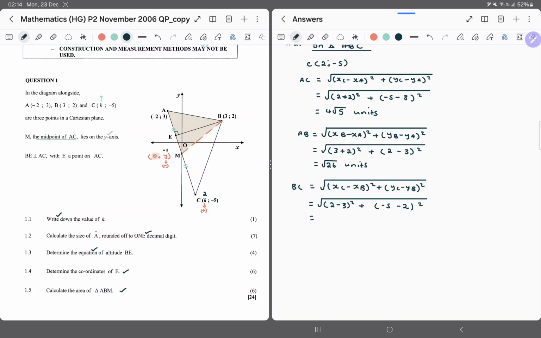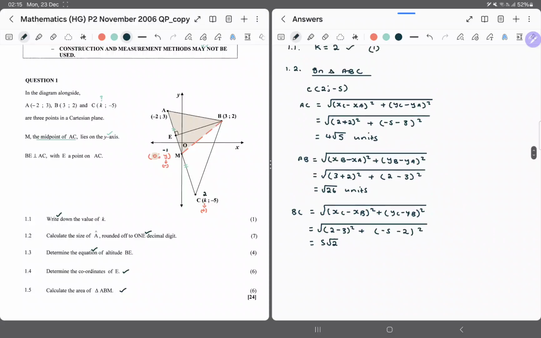But again, just double check your substitutions. If they are all good, then you press answer. And then we have 5 root 2. Something makes me wonder, is AB really root 26? This is 3 minus 2. That's 5. That's 25. Okay. This is 1. Sorry. Yeah, this is 1. So that's 26. Yeah. It looks okay. It looks okay. All right.